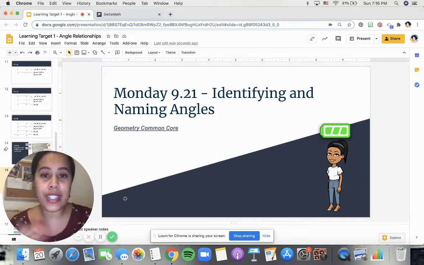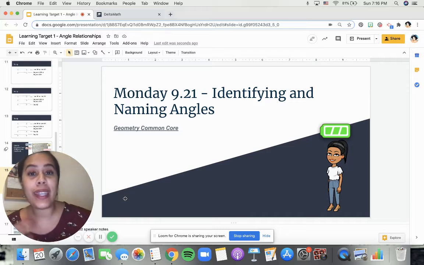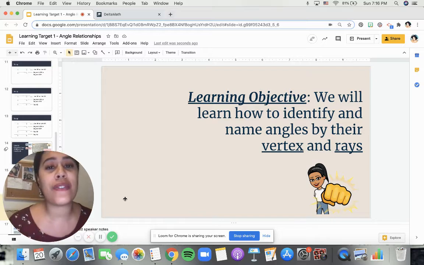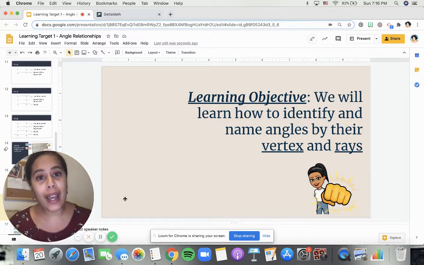Hello, all. Today we are going to be identifying and naming angles. Now, our learning objective for today is learning how to identify and name angles by their vertex and their rays.